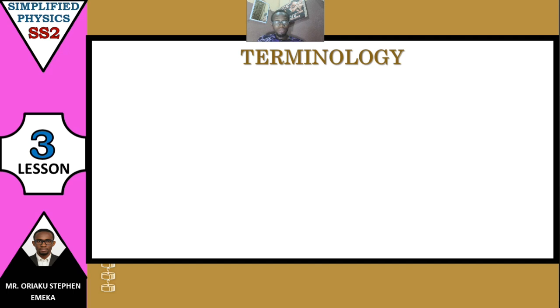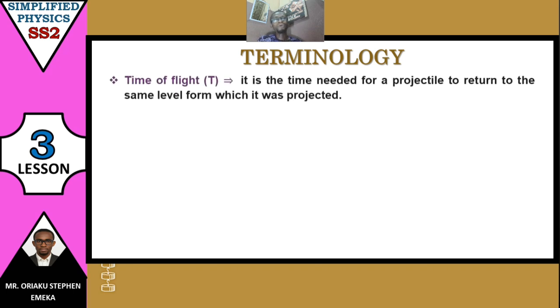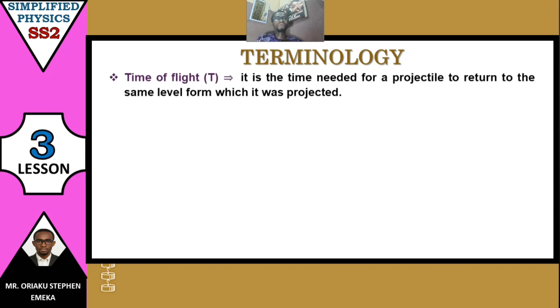Let's talk about the terminology. What are the terms that we should familiarize ourselves with? Those terms that, if you are talking about projectiles, you must always see them. One of them is time of flight. What is the meaning of time of flight? Capital T. It is the time needed for a projectile to return to the same level from which it was projected. Please take note of that.